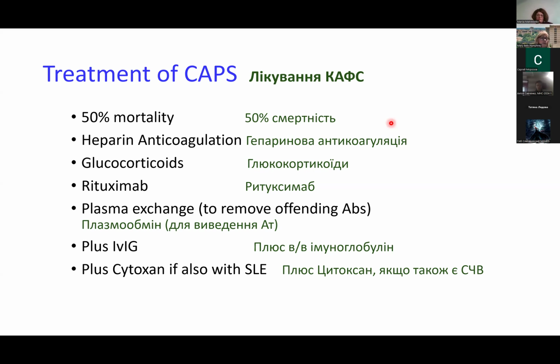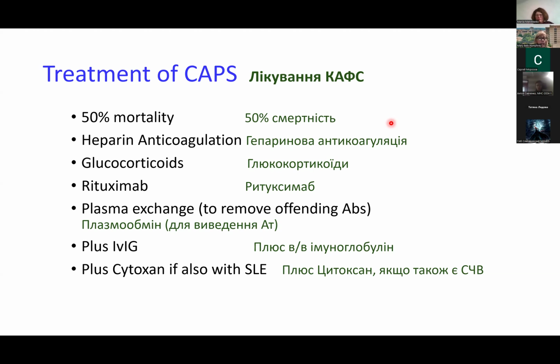We can give IVIG. IVIG is basically intravenous immunoglobulin from a bunch of blood donors, and it's still kind of magical how it happens to work, but somehow by flooding the body with all these extra immunoglobulins, it is actually anti-inflammatory and it can help with CAPS. So we do that. And then you can also give them rituximab.